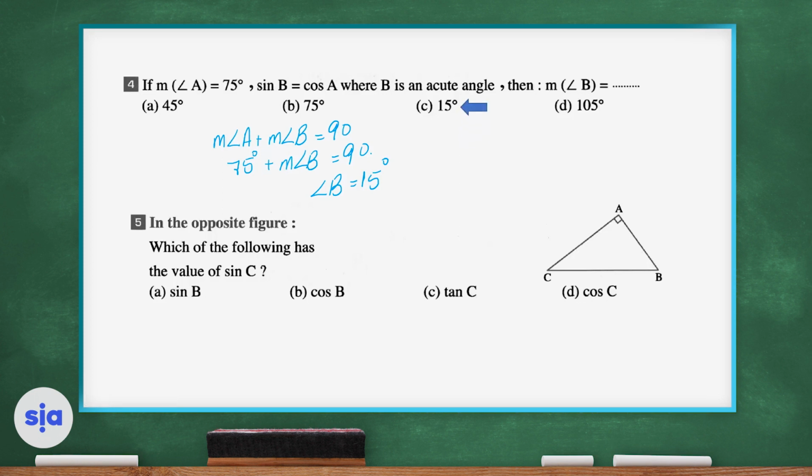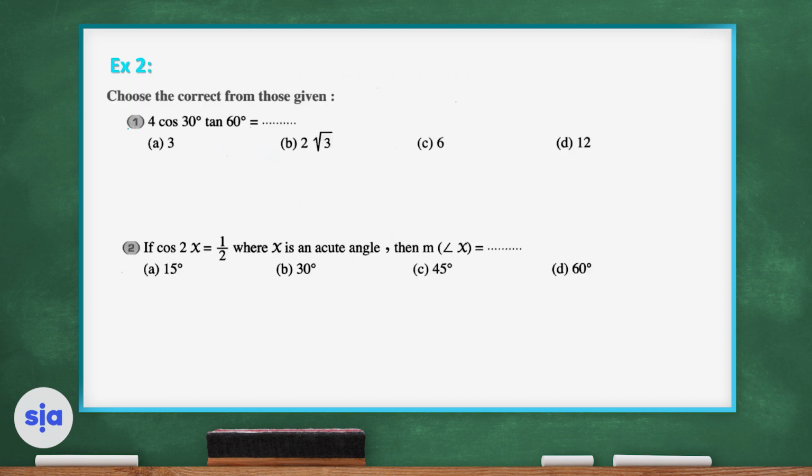In question 5, the question says, in the opposite figure, which of the following has the value of sine C? Sine C is the same as, excellent, good job, is the same as cosine B. Let's now move on to exercise 2. In this question, the question is asking us to choose the correct answer.